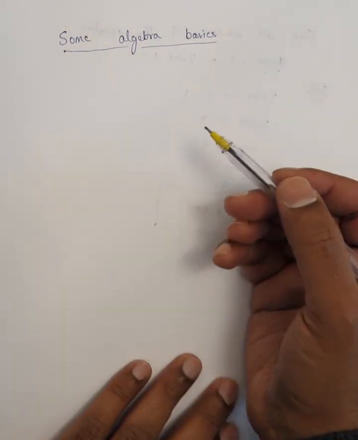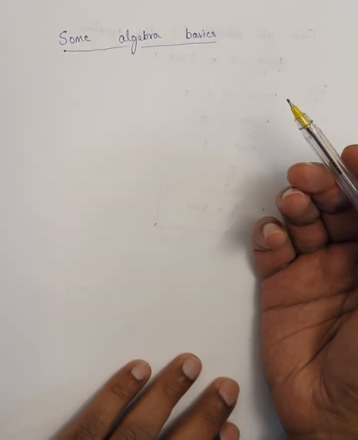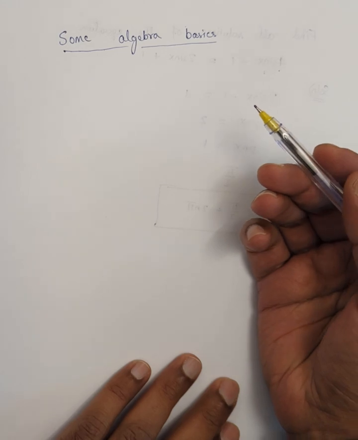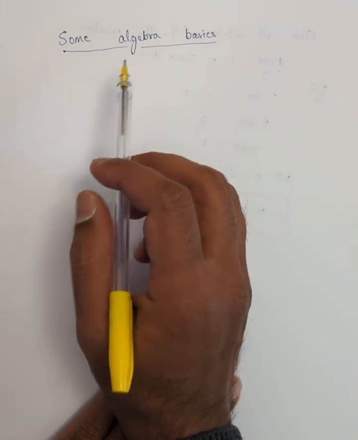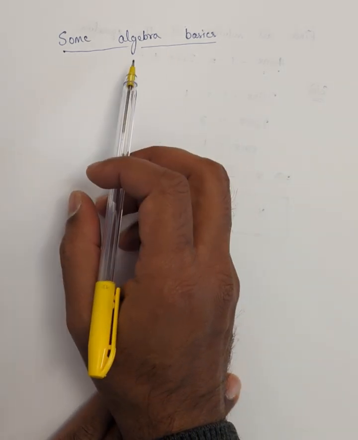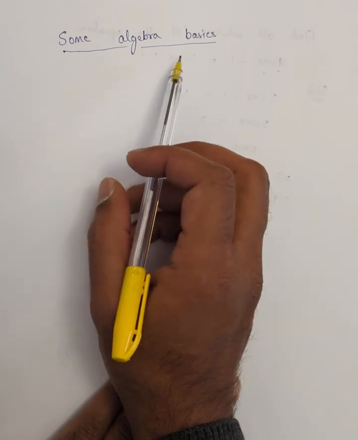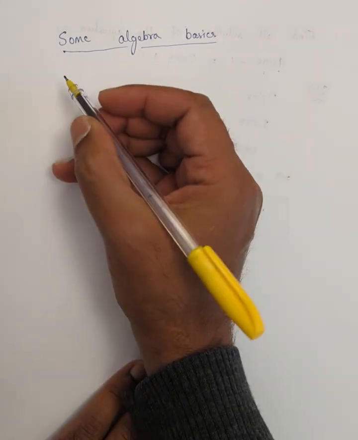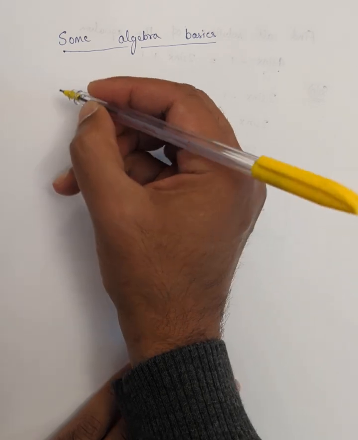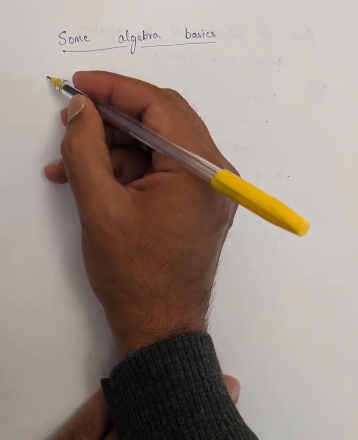In trigonometry, sometimes we have to prove an identity or solve a trigonometric equation. And some of the basics of algebra that are used most often, I'm going to list here. The first thing I want to talk about is adding and subtracting fractions.